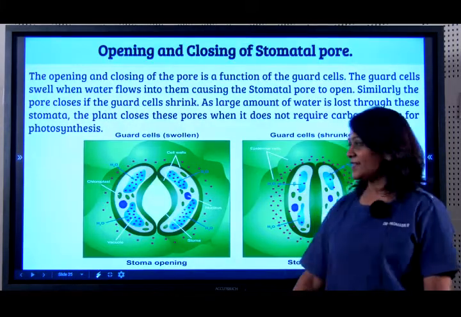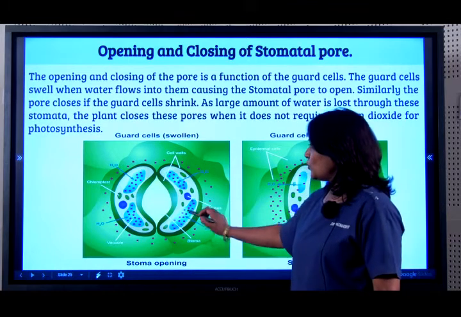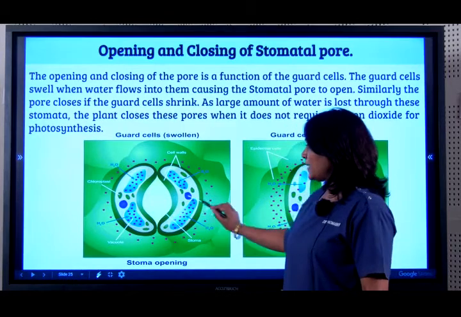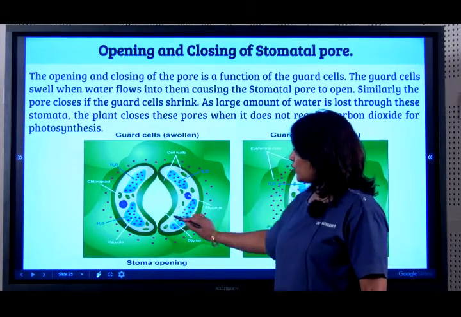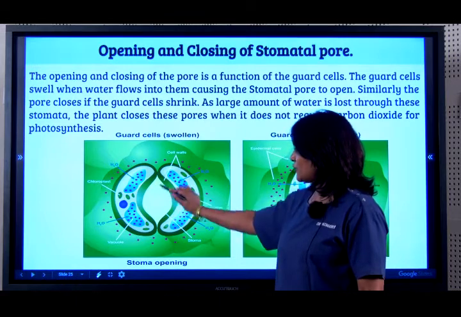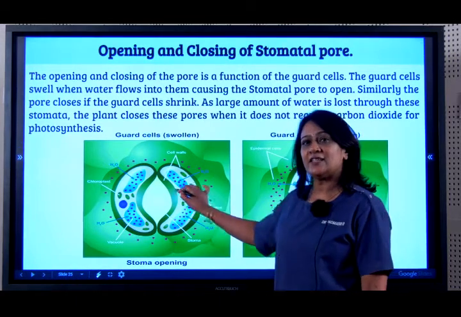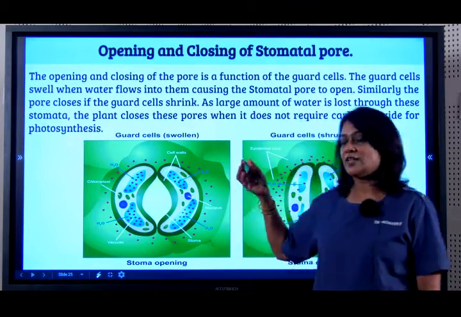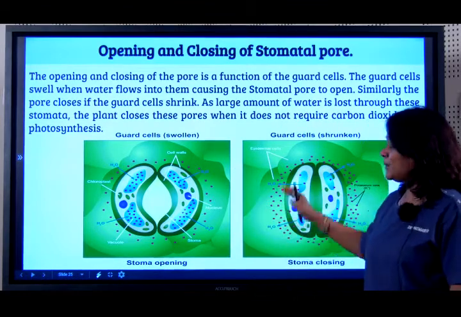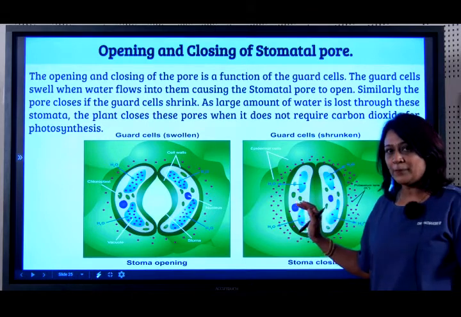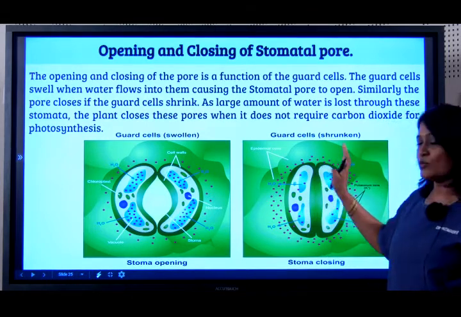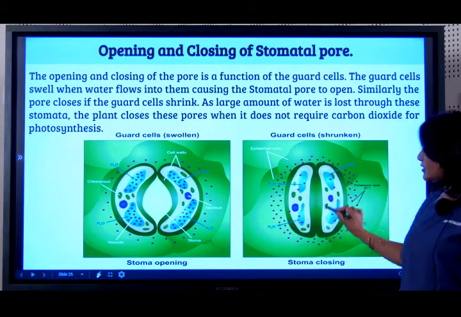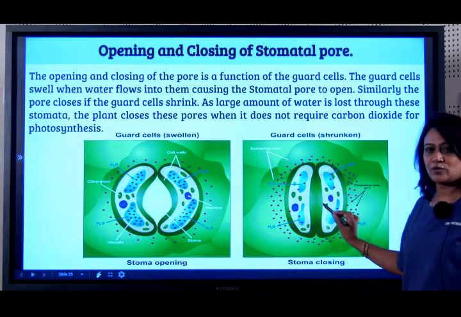So how exactly does this stomata work? When the plant absorbs the water, these two guard cells will swell up, increase in size, and they open up this pore which is called the stomata, through which the gaseous exchange takes place. That means the carbon dioxide is absorbed in and the oxygen comes out from it. And when the plant is not absorbing the water, probably during the night when there is no sunlight, the guard cells will shrink in size and this opening will become closed.